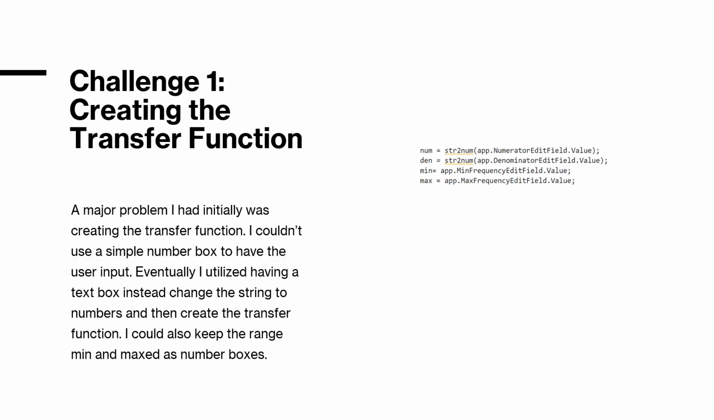All right, the first challenge was creating the transfer function, as I said in the previous slide a little bit. Creating the transfer function required turning the string that the user would input, because the boxes where you took the numbers, you couldn't enter multiple numbers, it was just one number. So I could use that for, say, min and max, but I couldn't use that for numerator and denominator. So I utilized the command string to number, so the user could put in 1 space 2 space 3 or 1 comma 2 comma 3, and it would automatically convert that to my numerator and denominator, which I could then turn into a transfer function.